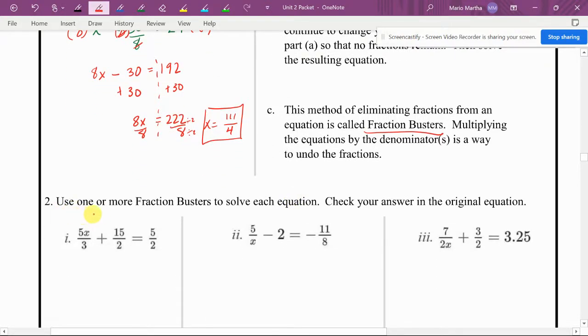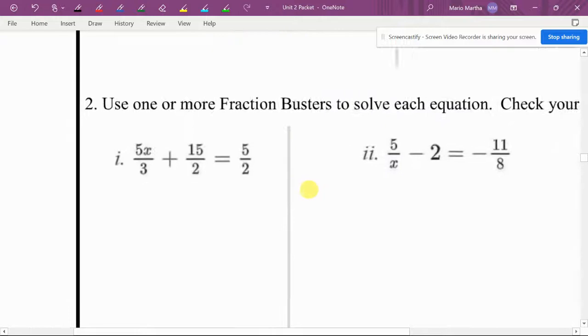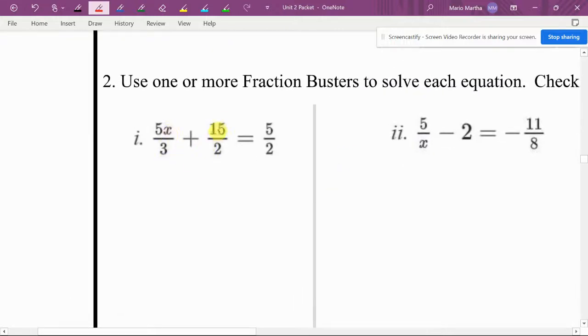So question 2 says use one or more fraction busters to solve each equation. Check your answer in the original equation. So let's look at the first one right there. You have 5x over 3 plus 15 over 2 equals 5 over 2. So we're going to multiply everything by the first denominator, which is 3. And again, that's going to eliminate the first one. So that leaves us with 5x. 3 times 15 is 45 over 2.